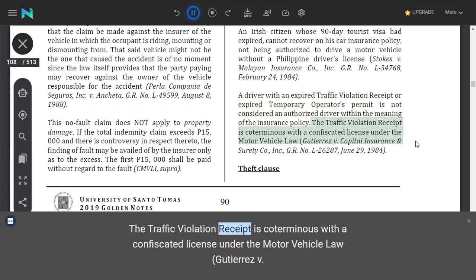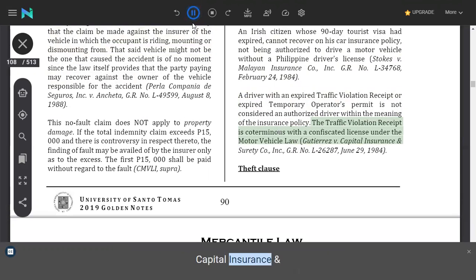The traffic violation receipt is coterminous with a confiscated license under the motor vehicle law. Gutierrez v. Capital Insurance and Surety Co., Inc., G.R. No. L-26287, June 29, 1984.